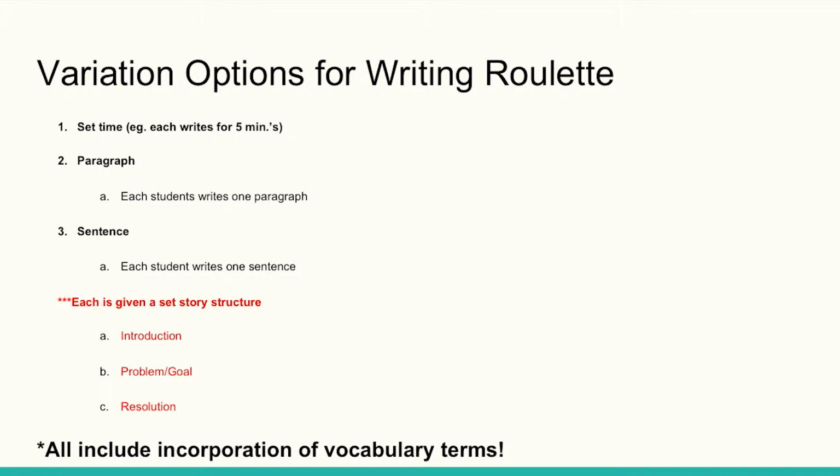There are multiple variation options for writing roulette, such as requiring each student to write for the same allotted amount of time. For example, if one student writes for 5 minutes, the rest of them will as well. Another option is having each student write one paragraph and passing the paper, or simply having them write one sentence and passing it along. Each will be given a set story structure, including a given introduction, problem or goal, and the final student will come up with a resolution for the story. Each student will incorporate a given number of vocabulary terms.